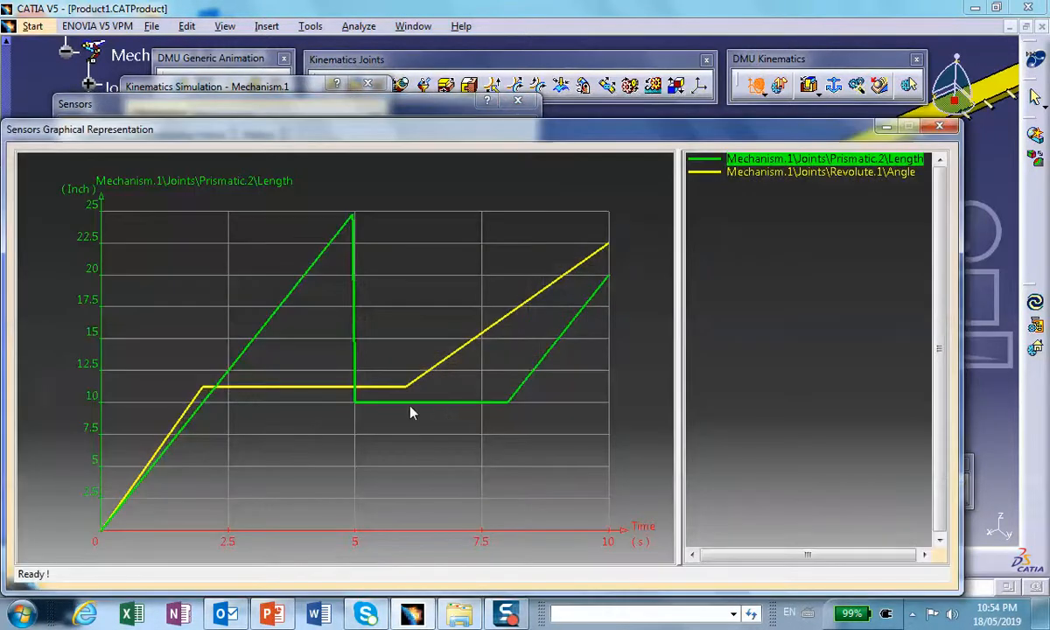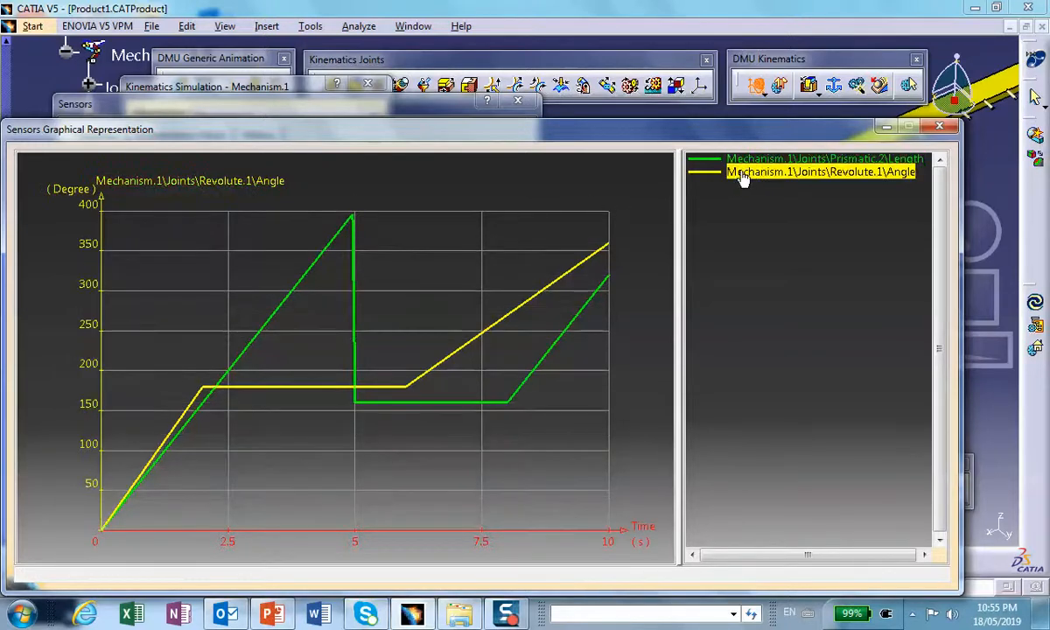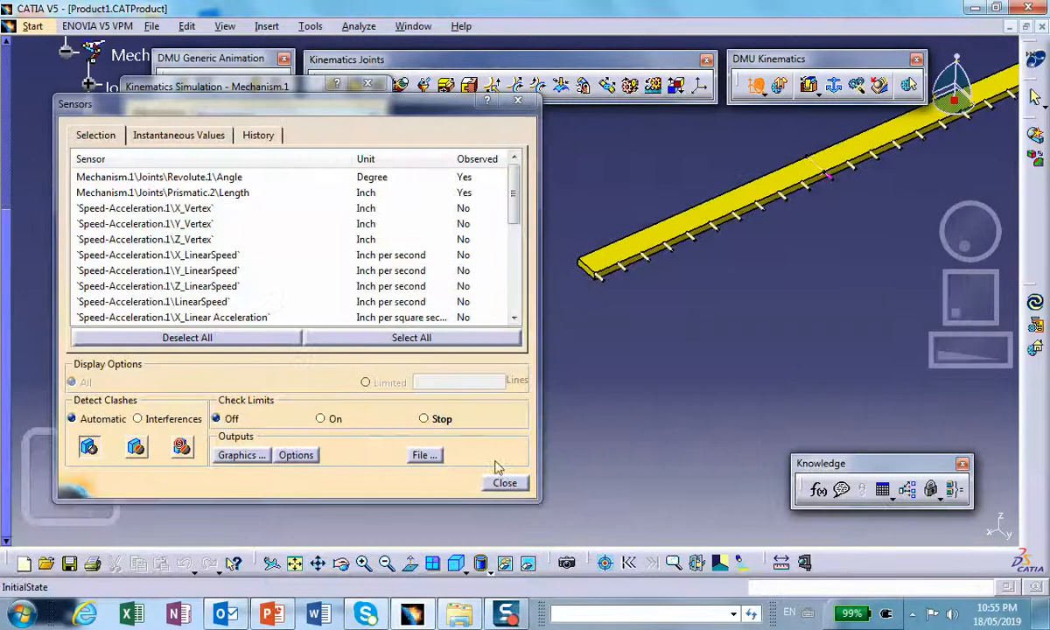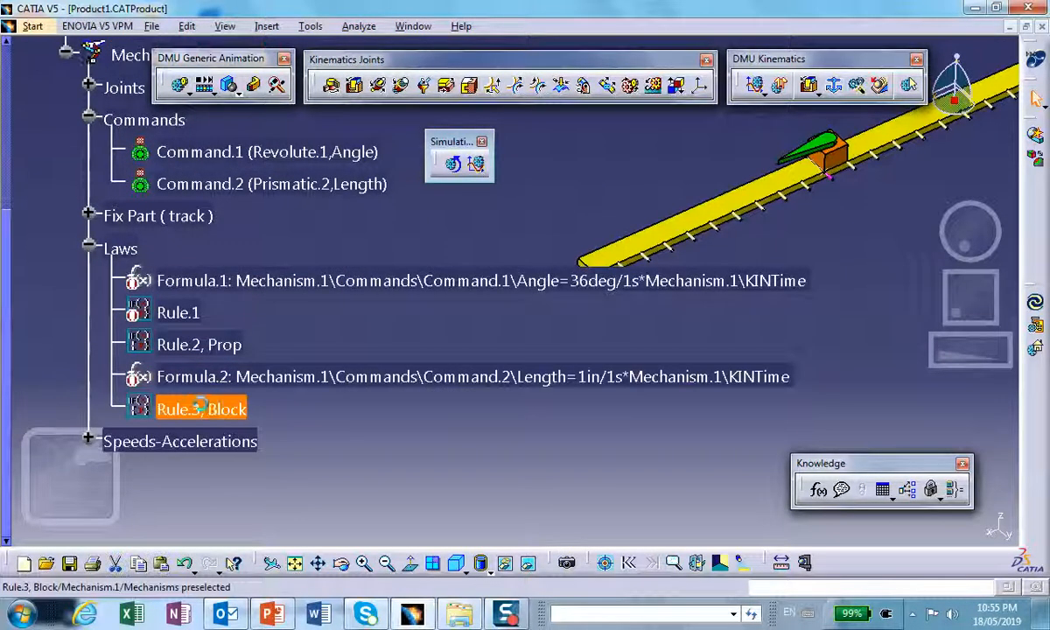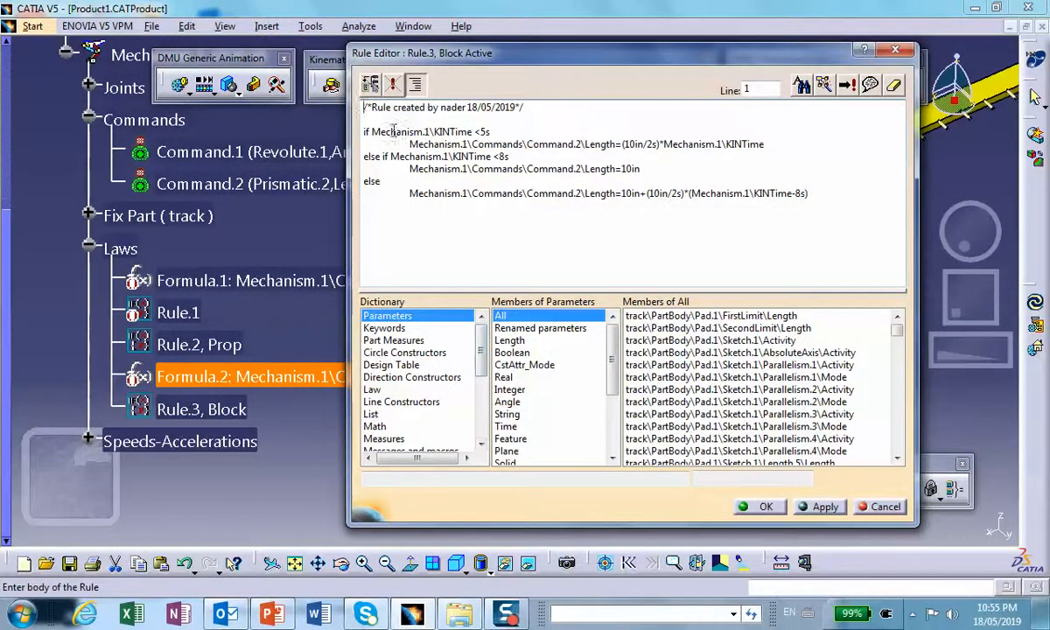It's this jump. There is this jump. We have to find out. I have a feeling that there is a problem with something that we wrote there. Close, rewind, close it. Let's go to rule number 3 and read it carefully. If time is less than 5 seconds, the speed is 5 inches per second. 10 inches. Ah, right there. This should be 10 inches in 5 seconds, not in 2 seconds. 10 inches in 5 seconds.